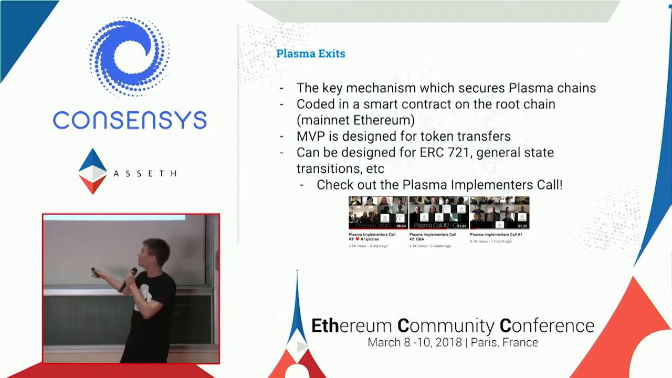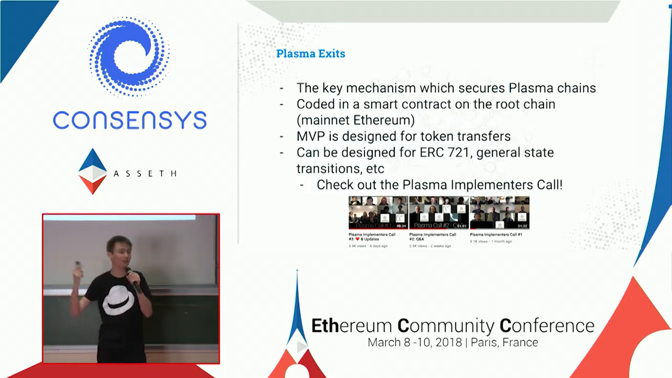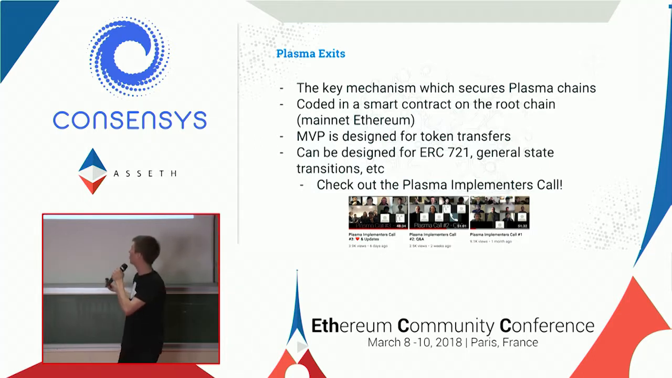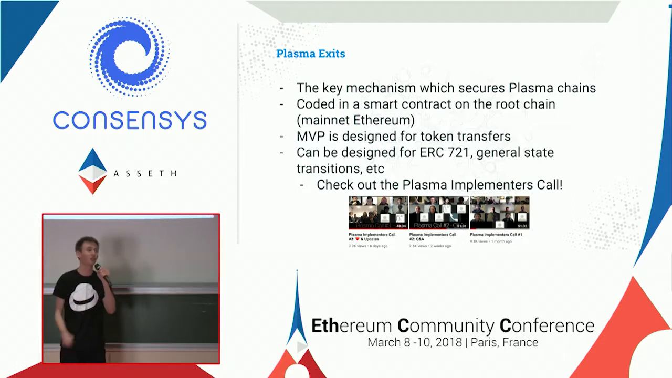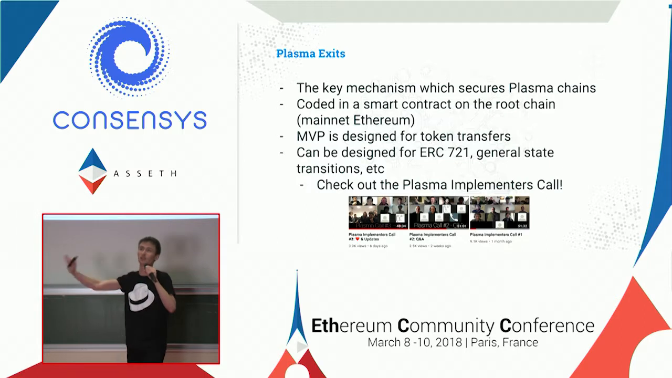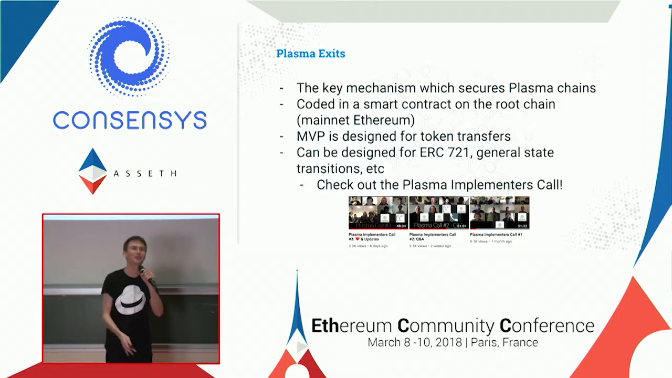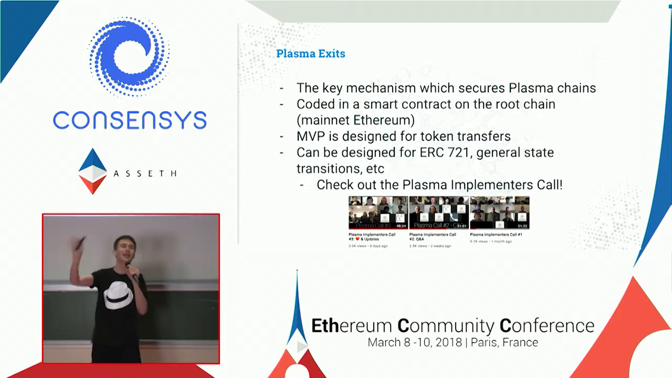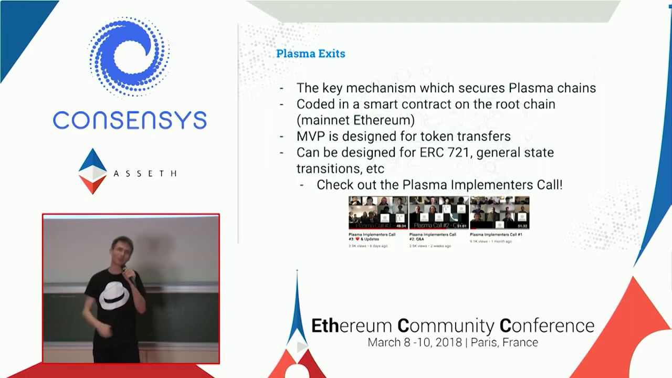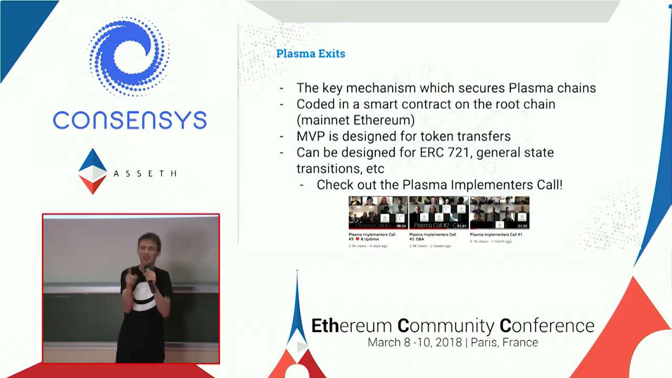And the MVP is designed for just simple token transfers, just transacting any ERC20 token or Ether. But it can also be designed for ERC721, general state transitions, et cetera. So this is actually an active area of research, and there are many active areas of research going on in parallel. And so the cool thing about Plasma is it's not a protocol given to the people. It's essentially a design pattern that has been starting to be explored, and anyone can make their own Plasma implementation. But if you do make your own Plasma implementation, make sure that the security is actually secure.